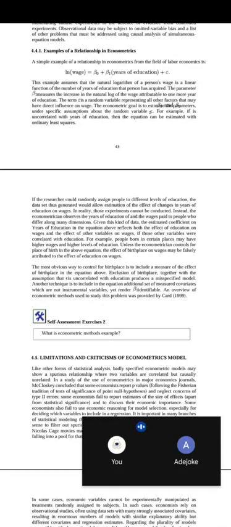Then the econometric goal is to estimate the parameters B0 and B1 under specific assumptions about the random variable. Now, for example, if this should be wage, so if wage is uncorrelated with years of education, then the equation can be estimated with ordinary least squares.